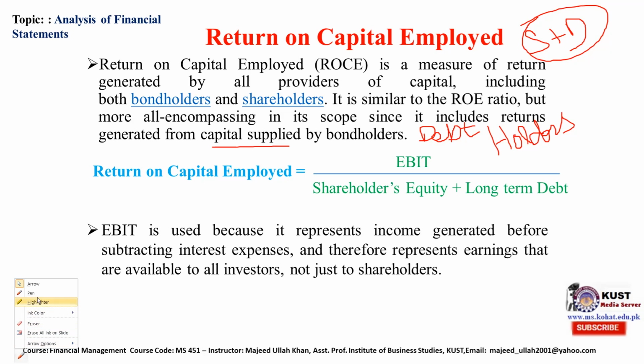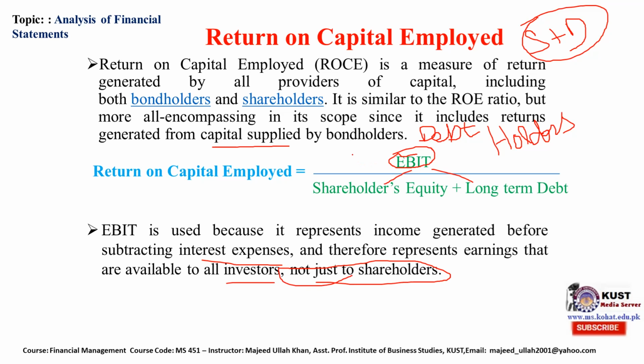Why are we using EBIT instead of net income? Because earning before interest and taxes means this earning is available to both of these parties. It represents income generated before subtracting interest expenses, and therefore represents earning that is available to all investors, not just the shareholders. That's why we are using earning before interest and tax here.